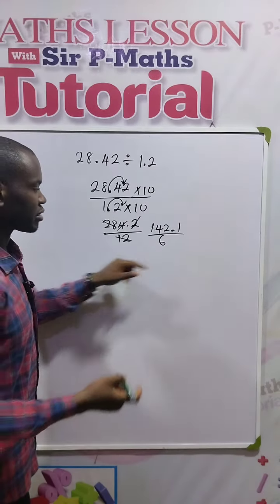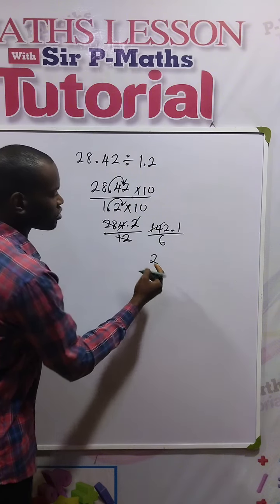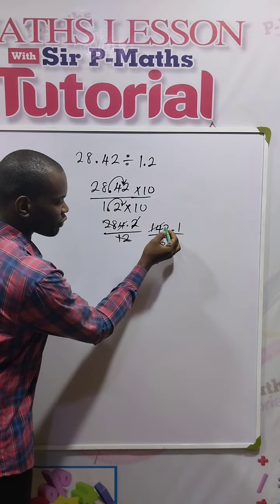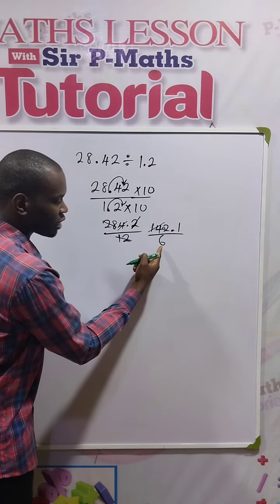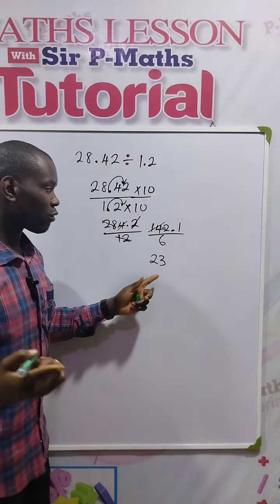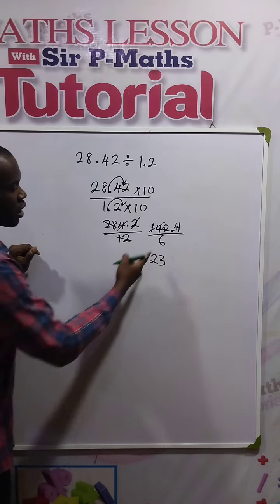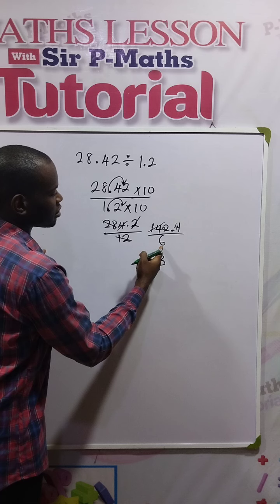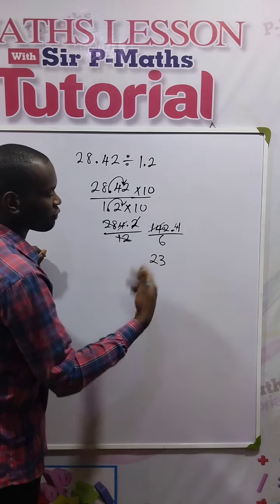6 can easily divide. Now 6 divide 14, we have 2. Remember 2. Put that 2 in front of these 2. Okay, you have 22. Now 6 divide 22 will give us 3. Remember 4. You put it in front of 1. How many times can 6 go in 41? That should be about 6 times, remaining 5.